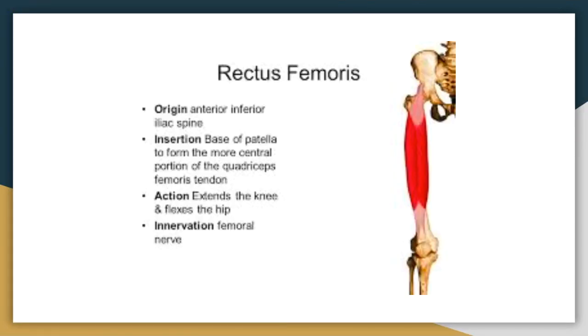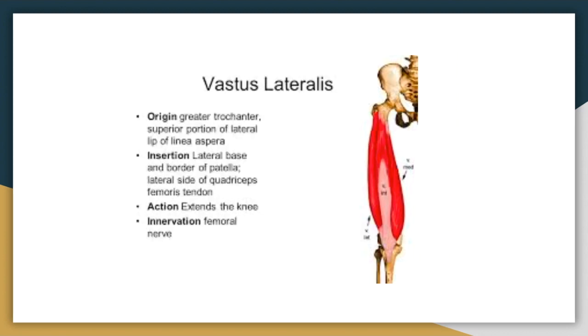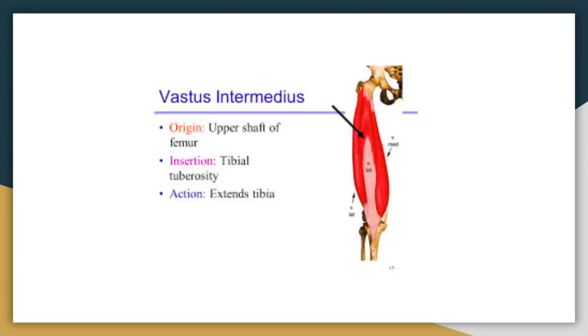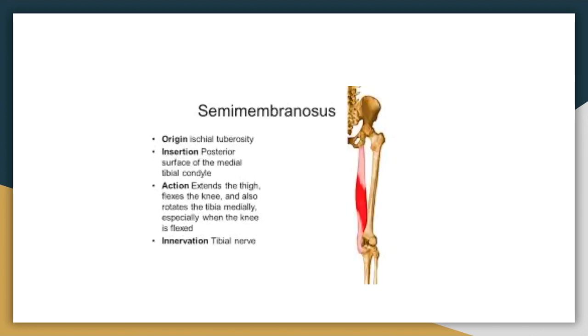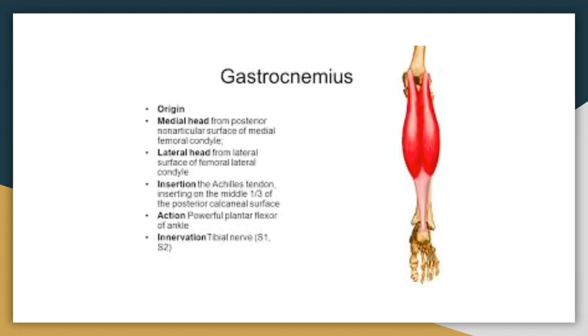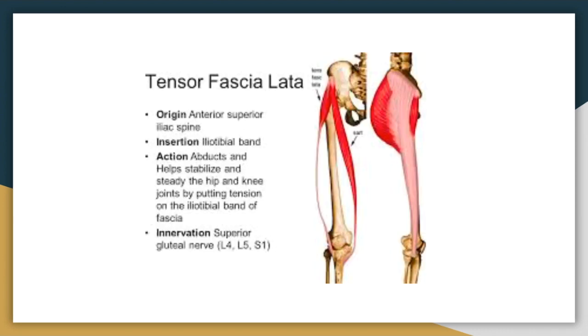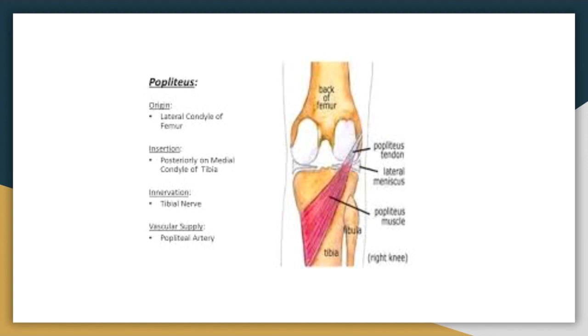Starting off with the quads, we have the rectus femoris, vastus medialis, vastus lateralis, vastus intermedius. Now hamstrings, we have biceps femoris, semimembranosus, semitendinosus. Calves, we have the gastrocnemius. Back to the quads, we have tensor fasciae latae. Behind the knee, we have the plantaris and the popliteus.